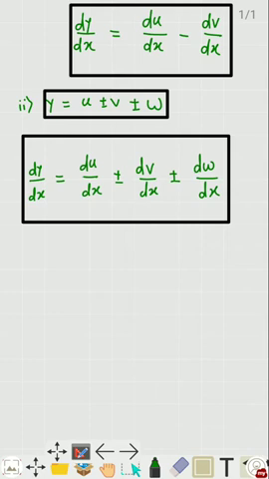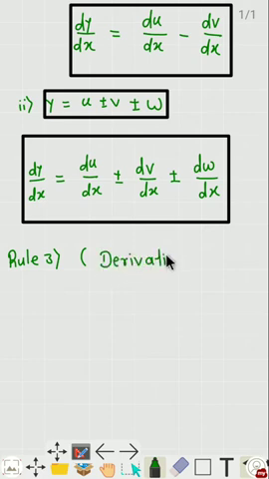Okay, now let us go to rule number 3, the third rule of differentiation, and that rule is called as the derivative of product.